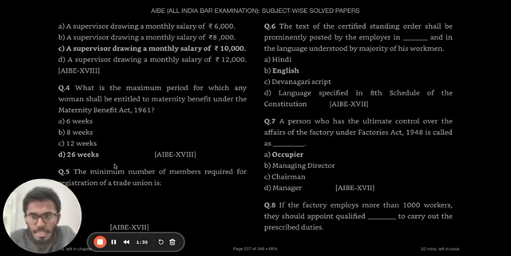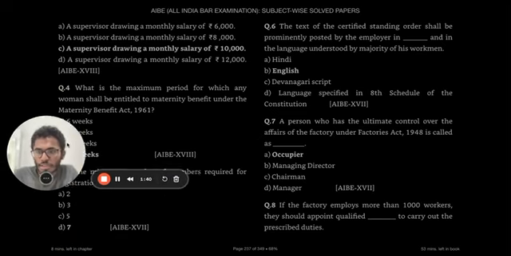The minimum number of members required for registering a trade union is basically 7. Do not forget it. Do not forget it. Okay.